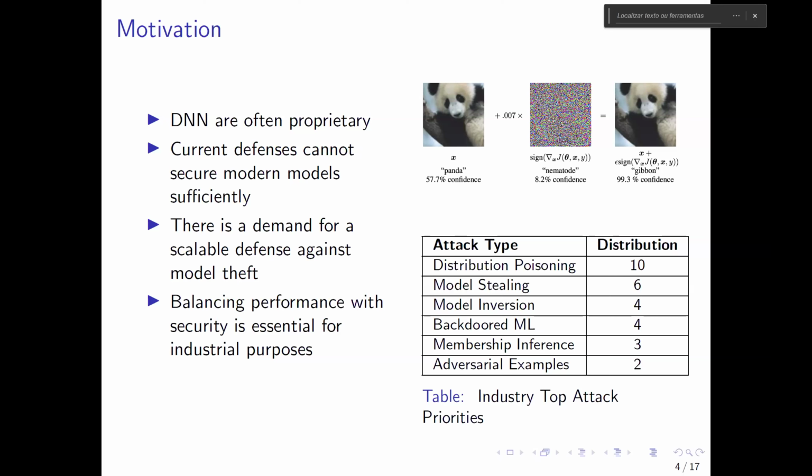Indeed, this table on the slide on the right is from a survey of industrial practitioners, showing the most common or concerning types of attacks threatening deep neural networks, and model stealing is up there. It is the ability for an adversary to come in and steal either model weights or the neural architecture of a deep neural network.